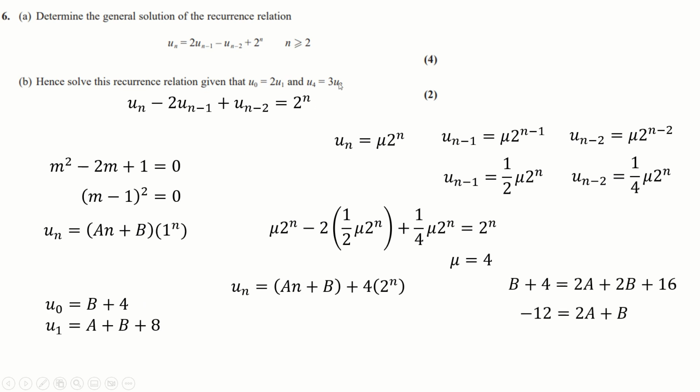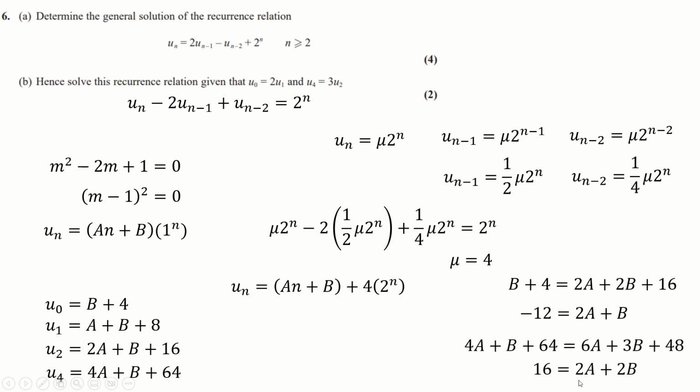And now we can do the same thing with these two things. So u2, just put 2's into here, you get this. u4, put 4's into here, you get this. And then u4 is equal to 3 lots of that, so we'll put that in there, we'll rearrange this, we'll get this. And then I think if you just do this minus this, you'll get b as 28. And then you just substitute b as 28 into there, and you get a as that, and then you can put your solution together, and you'll have the final answer.